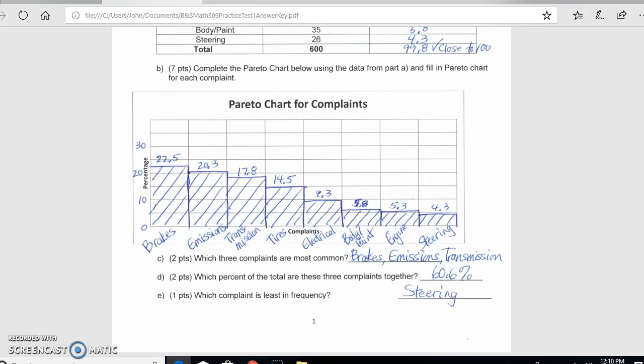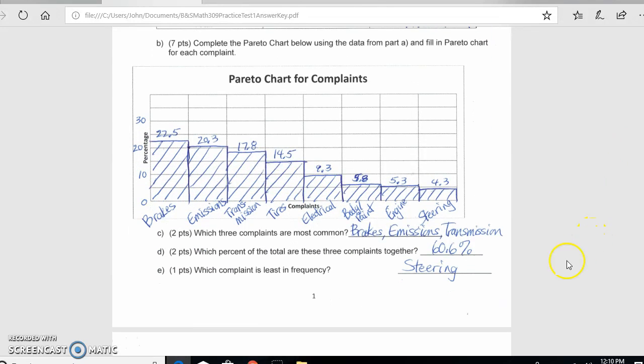And now we're able to answer the questions that follow. And letter C says, which three complaints are most common? And that would be the first three here, the brakes, emissions, and the transmissions. Letter D says which percent of the total are these three complaints together. And if we added these three percentages together, we would have 60.6%.